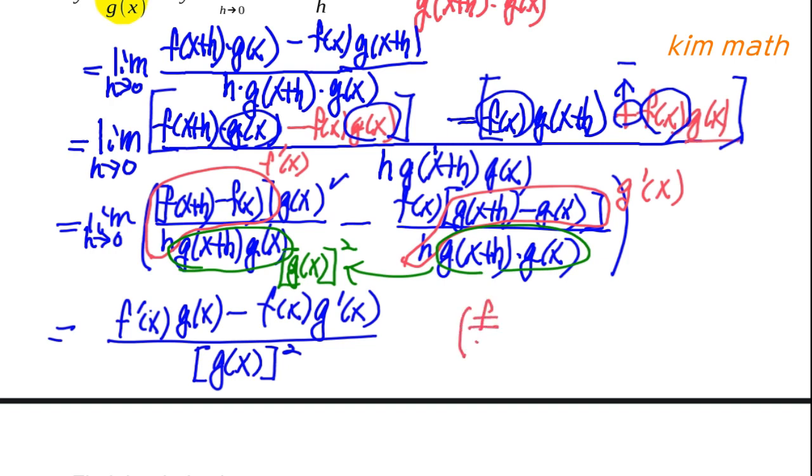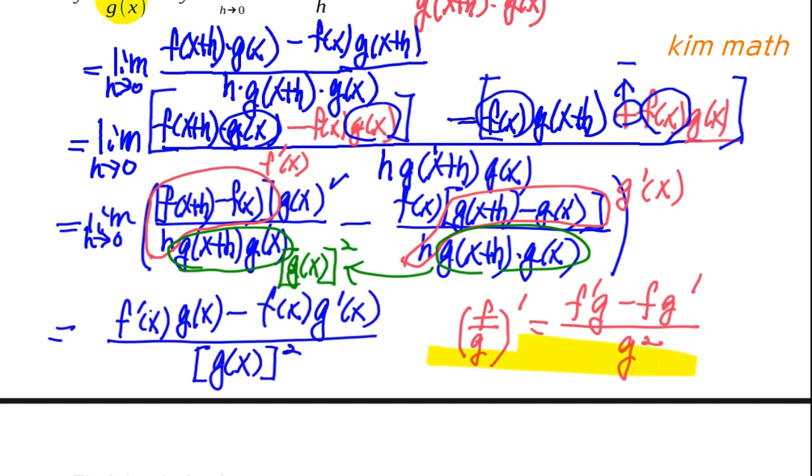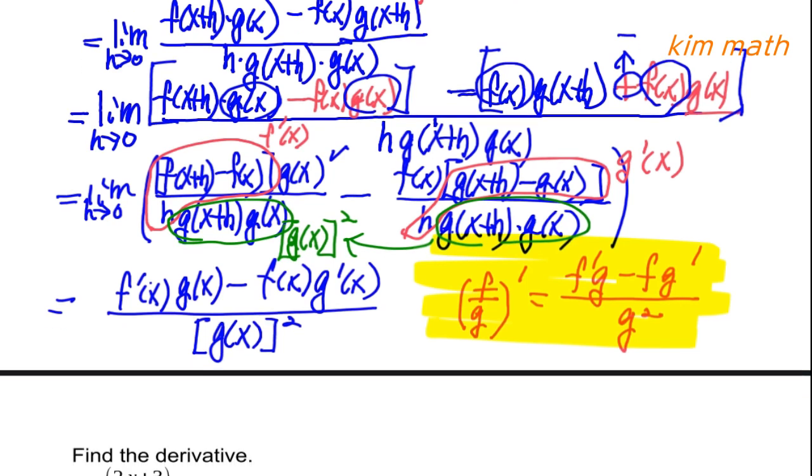And sometimes for your better memory, we can use this one. Instead of f of x and g of x, if I write f and g only, then the derivative is f prime g minus f g prime over g squared. Okay? So this is the quotient rule. Okay, we will use this quotient rule to find the derivative of some examples.